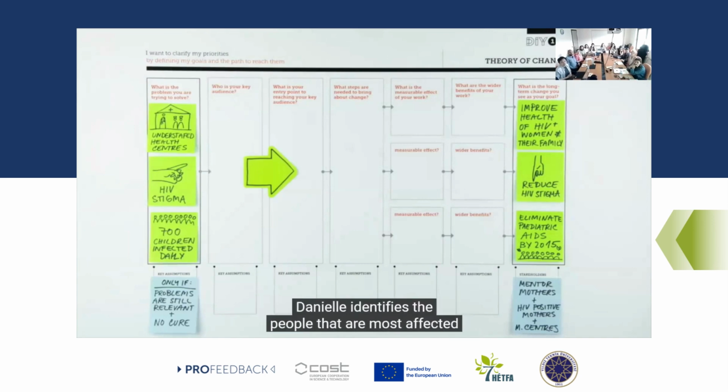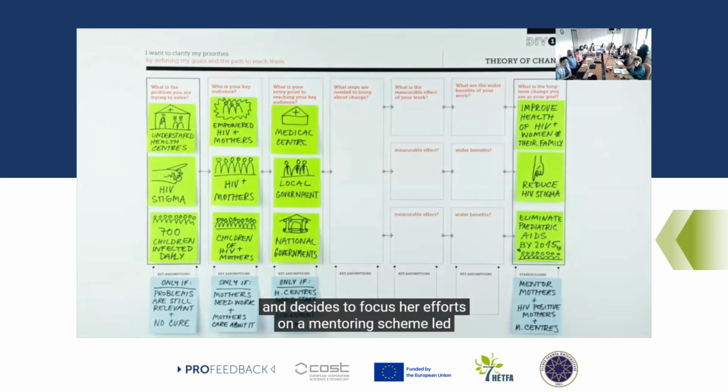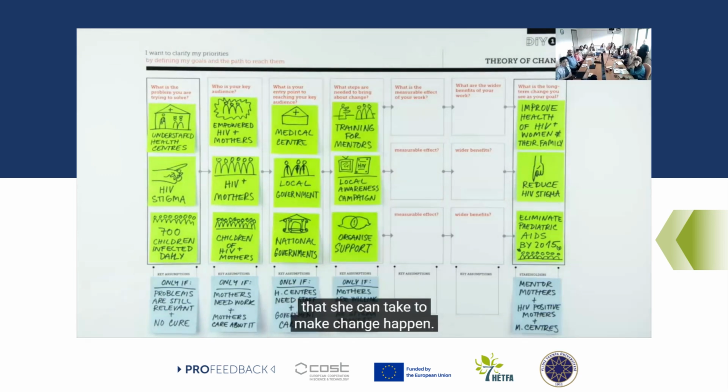Danielle identifies the people that are most affected by the issue and who she hopes would help her with her work. This helps her to identify the stakeholder groups that she needs to influence to achieve her long-term goal. Danielle has identified that women are far more likely to listen to other women in their community and decides to focus her efforts on a mentoring scheme led by HIV-positive mothers. Thinking about what she wants to achieve, Danielle writes down some practical steps that she can take to make change happen. What would the immediate result be?